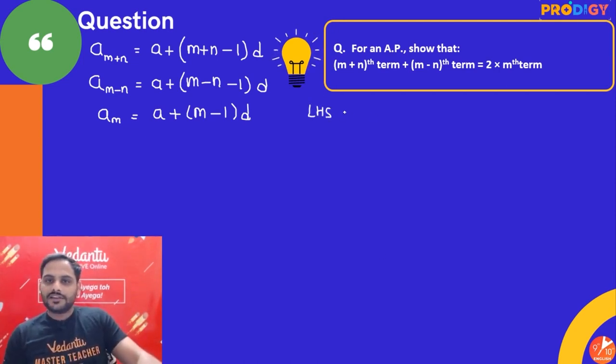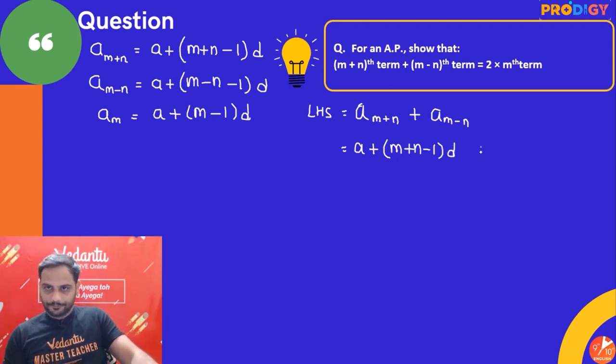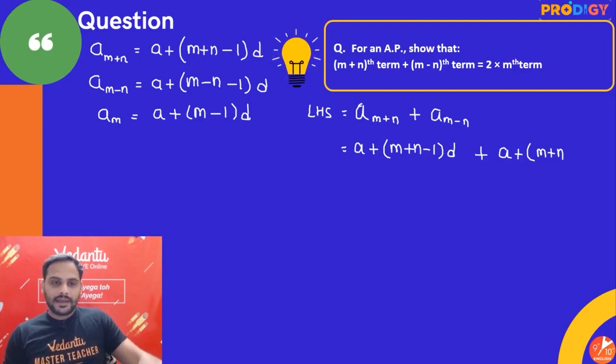So if I look at the LHS, it says the m plus nth term added with the m minus nth term. The m plus nth term I can say is a plus m plus n minus 1 into d, plus a plus m minus n minus 1 into d. Let's open the bracket.